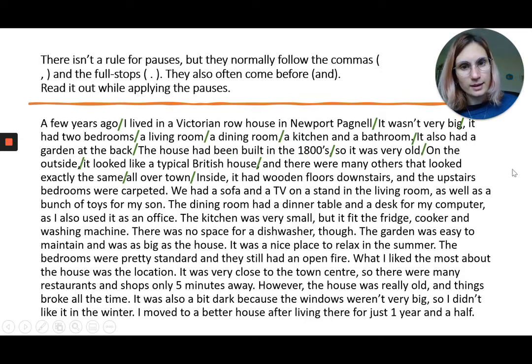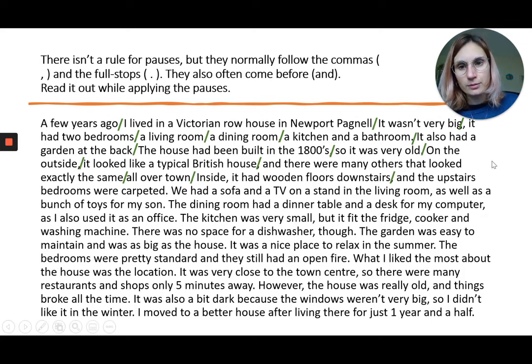So inside it had wooden floors downstairs. So here you can either pause because there is a comma, or you can continue on. This is a more optional one. So you could say inside, it had wooden floors downstairs, or you can just say inside it had wooden floors downstairs. So it depends on how you speak, really. And then this comma is important here for pausing.